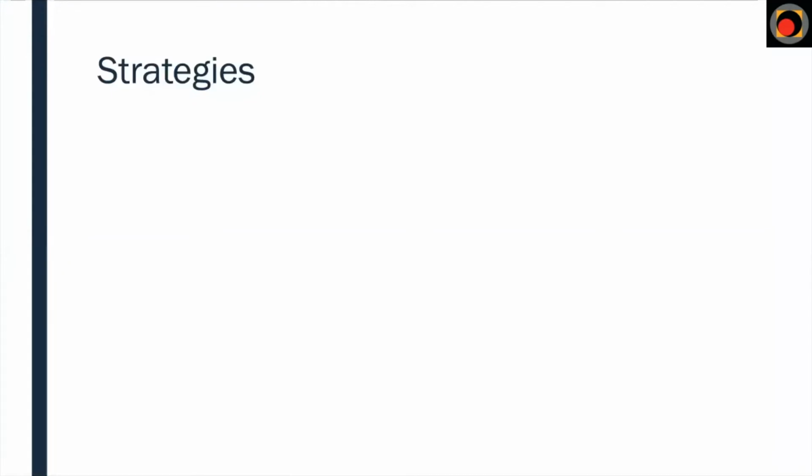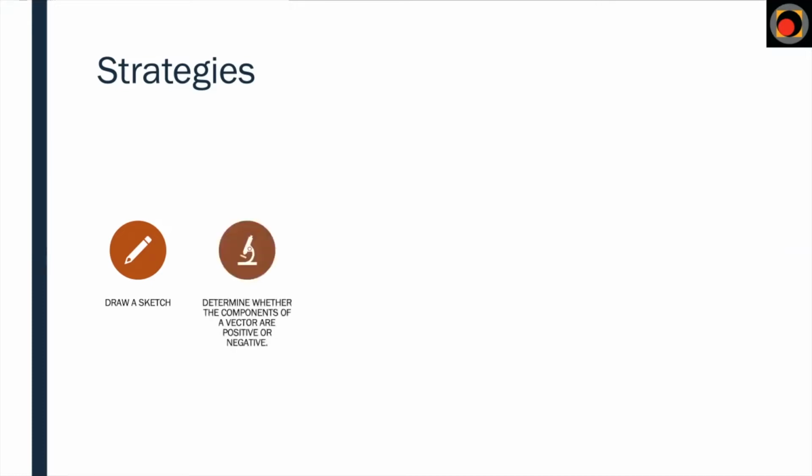So, some strategies to solve the exercises. First, draw a sketch. The sketch will help you know what's going on. It will help you define whether it's going up, down, left, or right. Determine the components, whether they're positive or negative. Remember, on X, the horizontal axis, to the left is negative, to the right is positive. On the Y-axis, upwards is positive, downwards is negative.